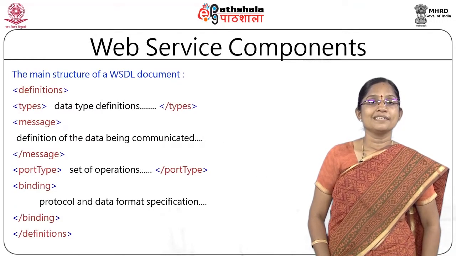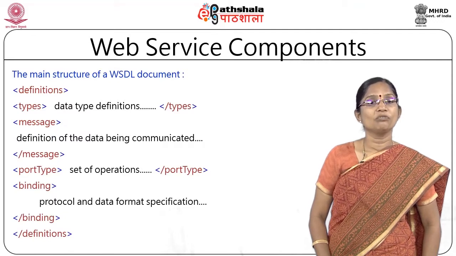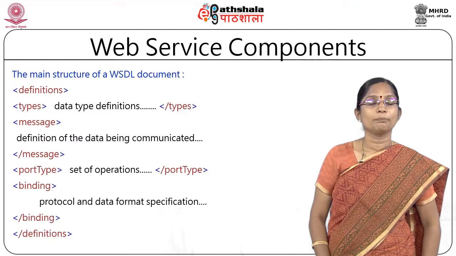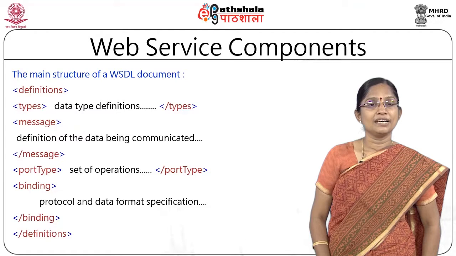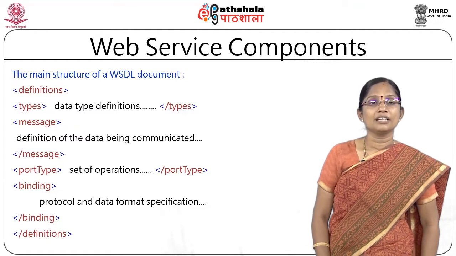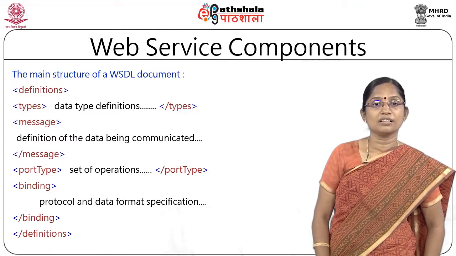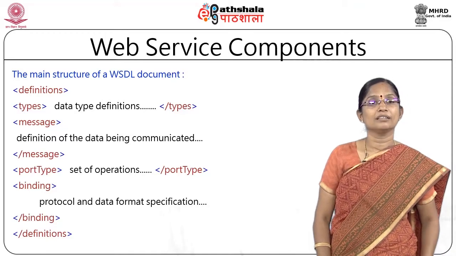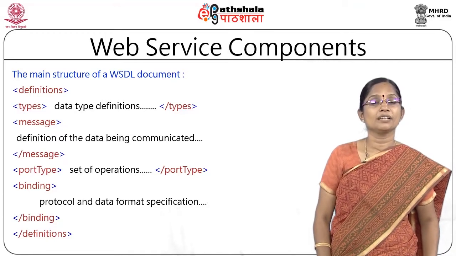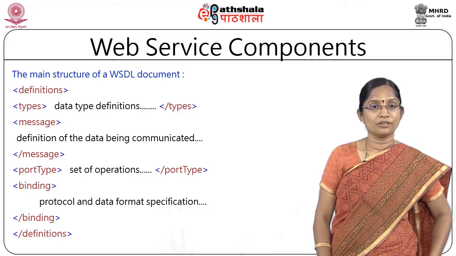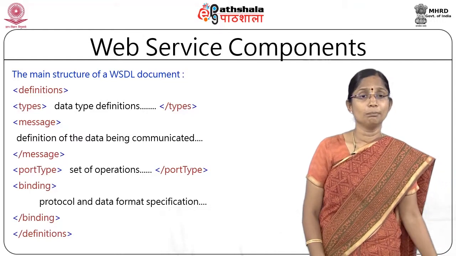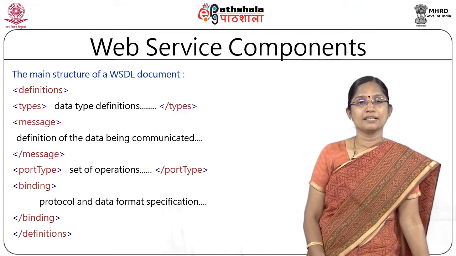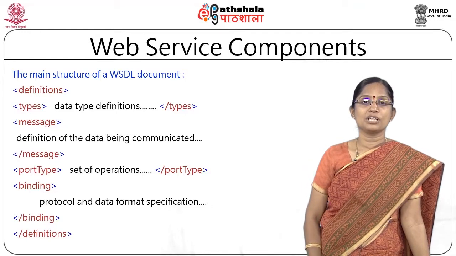So, you can see here an example WSDL document with the occurrence of many types of elements. You can see that the parent element is going to be the definitions. Inside the definitions, the data type definition gives the data types of the different messages. Then the definition of the abstract data which is being communicated. What are the set of operations? Then protocol and data format are given in the binding tag. So, all of these things correspond to the structure of the WSDL document.